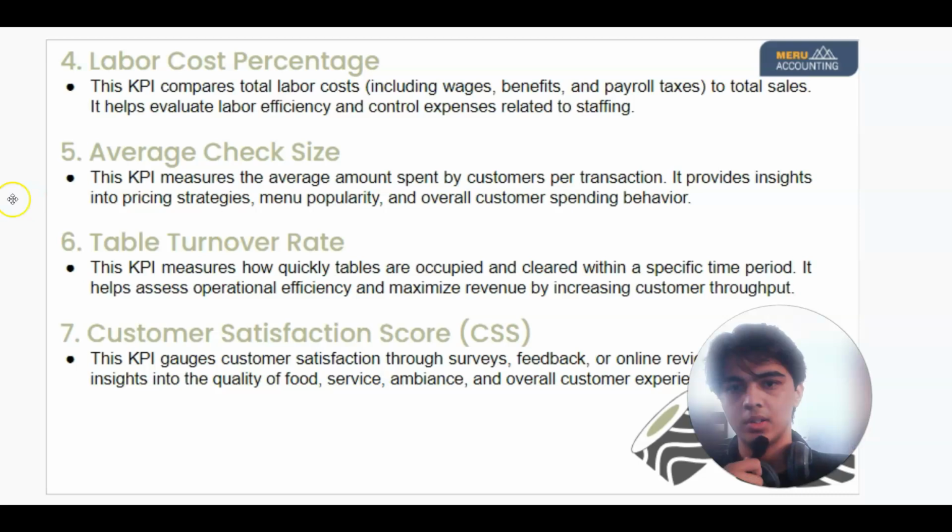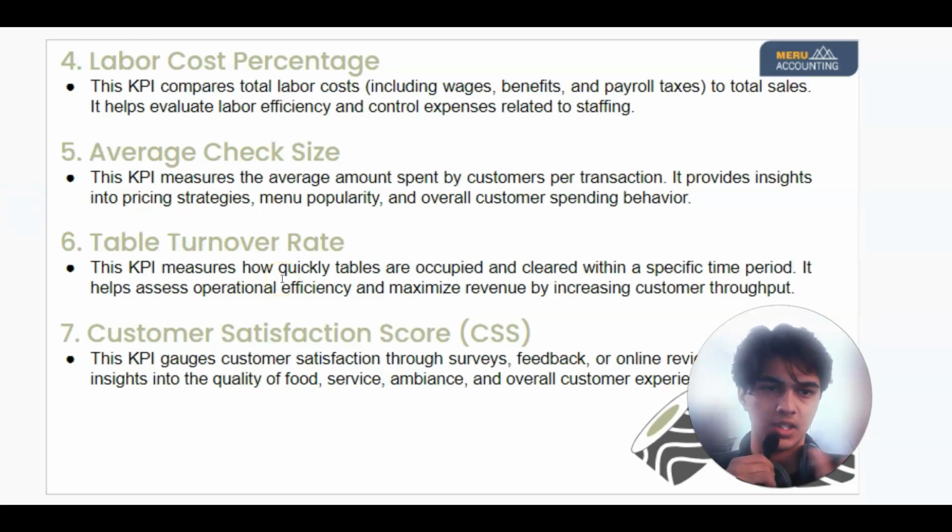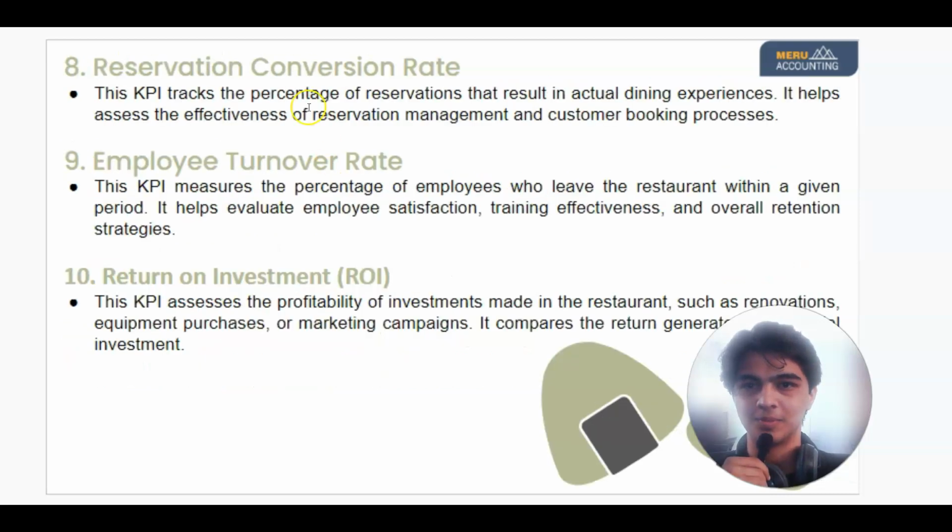Table turnover rate. This indicator measures how quickly tables are occupied and cleaned within a specific period of time. Customer satisfaction score. This indicator gauges customer satisfaction through surveys, feedback, or online reviews. Okay, so this indicator will provide you an insight into the quality of the food you are giving, the quality of service that you've been giving, and also the ambience of your restaurant, how aesthetic your restaurant is. That all will be measured in this indicator.